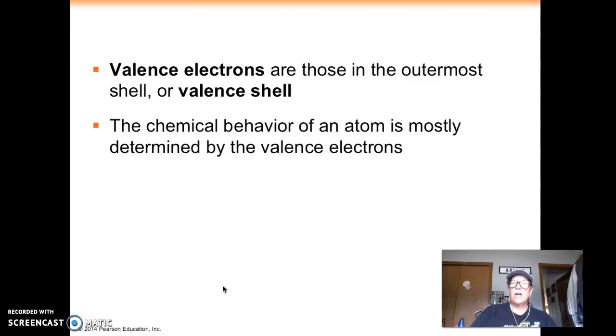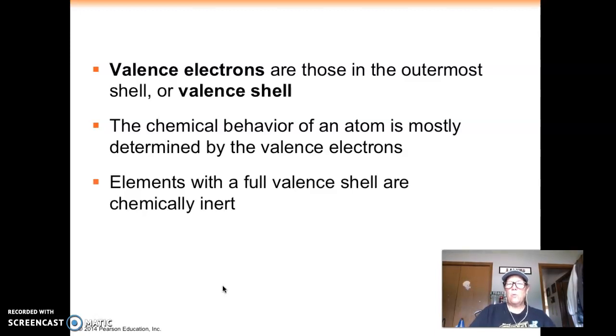Like the first column, those guys are super, super reactive because they only have 1 to get rid of. And the 7th column, they're super, super reactive because they only need 1. But when you get in the middle, like carbon has 4. What do I do? Give up 4, take in 4. It's not very reactive because it doesn't have to worry about it. It's not this 1 or get 1. It's 4. We're in the middle.